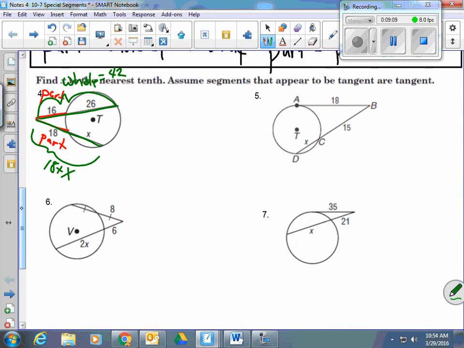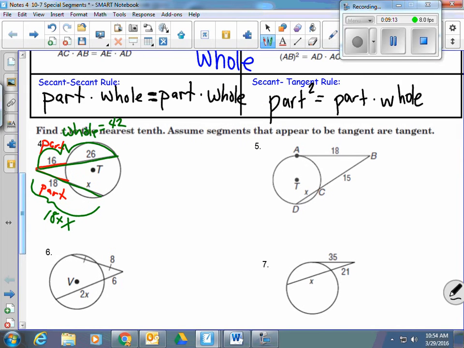Everybody okay there? Okay, and my formula is what? Part times whole equals part times whole. So what's my part again on the top? 16. What's my whole? 42. How did we get 42 again? We added 16 and 26. Okay, what's the part on the bottom? 18. What's the whole on the bottom? 18 plus x.